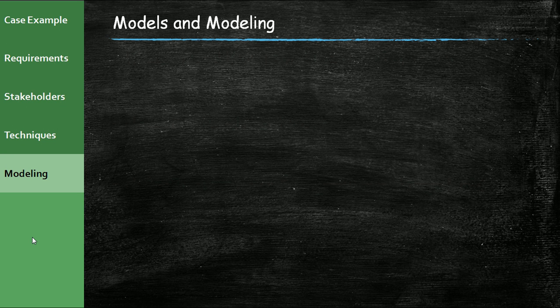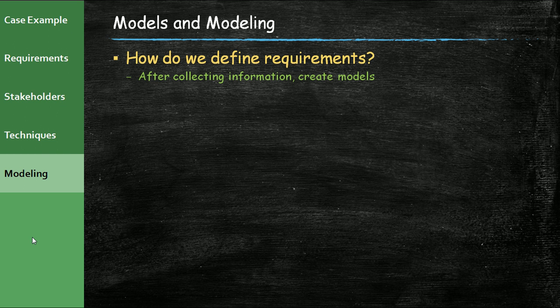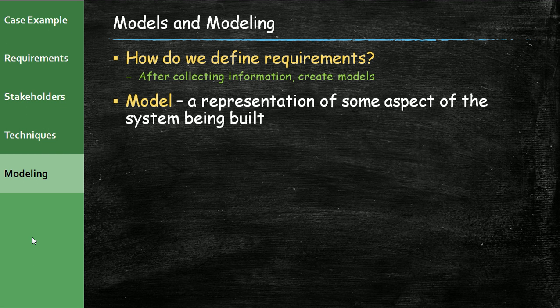So finally, we're going to talk real quick about modeling, but we're going to talk about this in much more detail in Unit 2. So we really start to talk about modeling in Units 2 through 4. But just to kind of introduce you to some of the models that we're going to be discussing. First, how do we define requirements? After collecting information, we create these models. And these models help us visualize these systems and help us understand these systems.